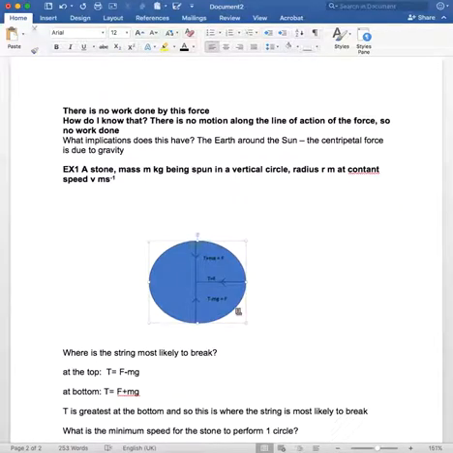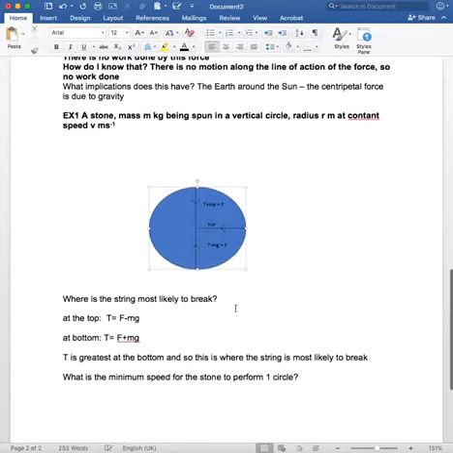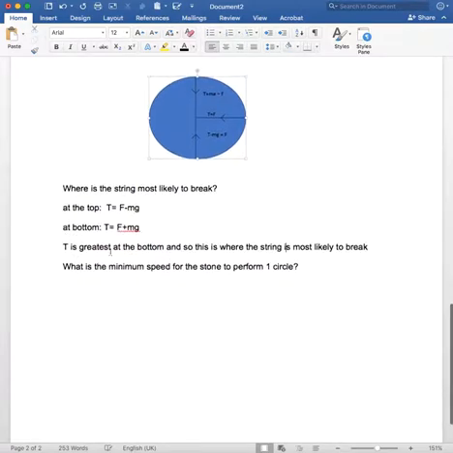And so the velocity is bigger, but also the rate at which the velocity is changing is bigger. And so the acceleration is bigger, so the force must be bigger by Newton's second law. So as you make the stone spin faster, F gets bigger, and so T must get bigger at the bottom here, and so that's where the string is most likely to break.